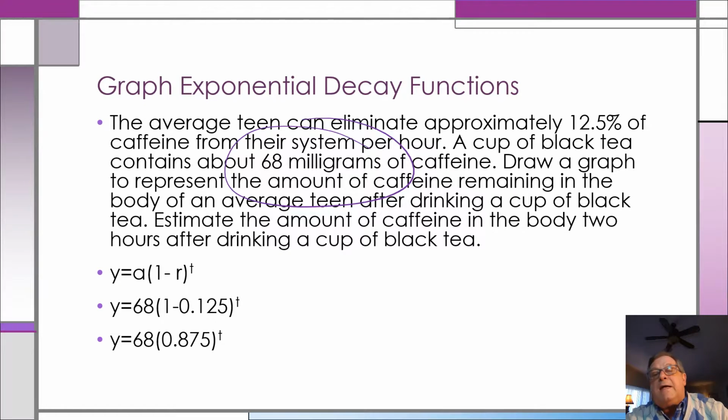And after subtracting the rate at which it is eliminated, the 12.5% put into a decimal, that's the 0.125, we get 68 times 0.875 raised to the value of t. Now on the calculator I'm going to use x just because it's simpler to use, but t is equal to time in hours. All right, well there's our exponential decay function. Let's go graph this thing, and then we'll make a prediction about the amount of milligrams of caffeine in this average teen's system 2 hours later.